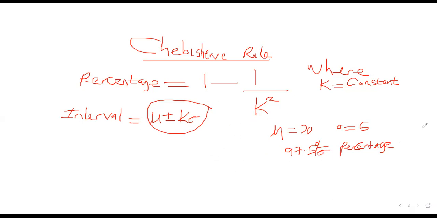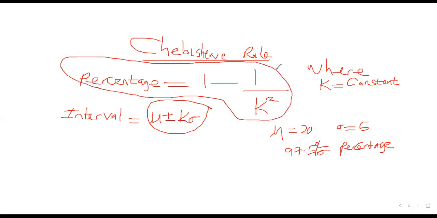So who can help us get our k? Because this is the formula for the Chebyshev rule. In an exam, what is important here is to understand the concept. Mean is 20, standard deviation is 5. They will ask us to determine the interval that gives us 97.5 using the Chebyshev rule. So we can use this formula first to find our k. When we find our k, then we can find the interval.